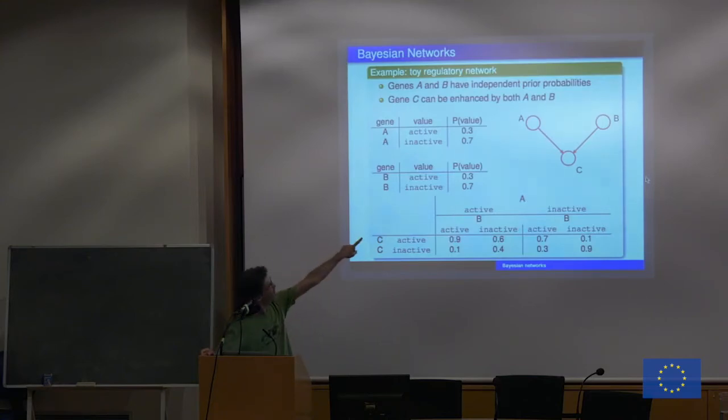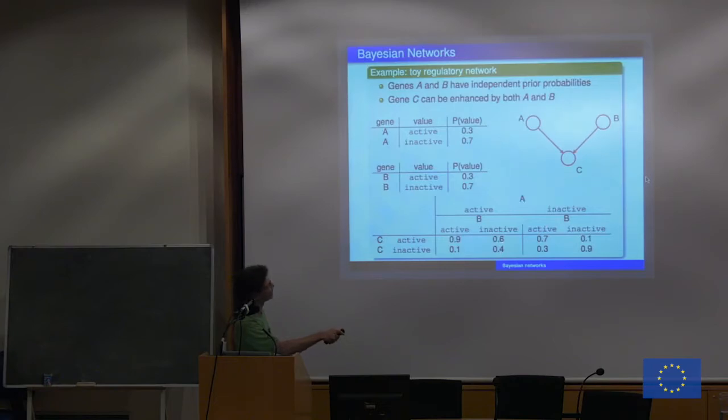For B, it's the same. Okay. For C, this is a really conditional probability table because you have parents, and so you basically take all the possible values of A, active and inactive. For each of them, all the values of B, active and inactive. Okay, so an entry in the table is basically the probability of C being active given B active, A active. Okay? This one is the probability of C being inactive given that B is active and A is inactive.